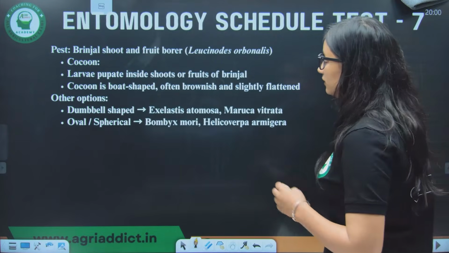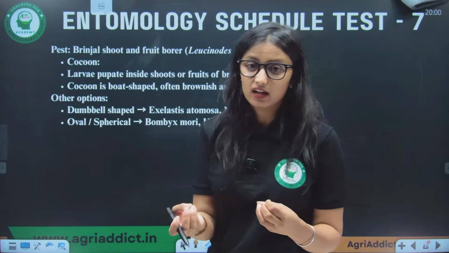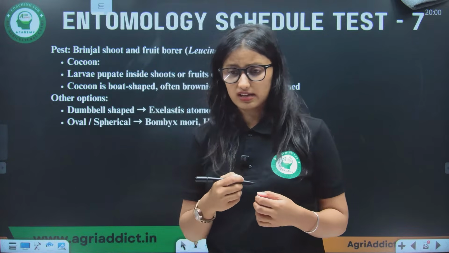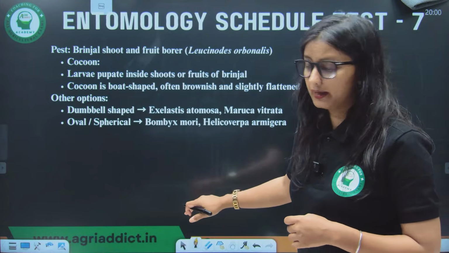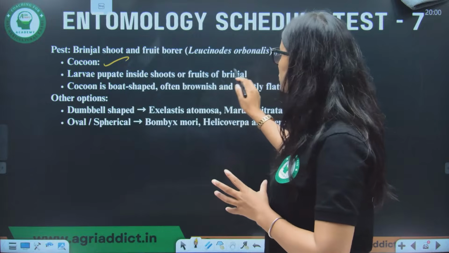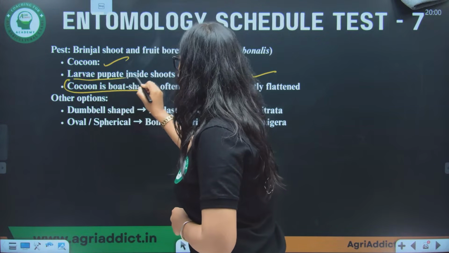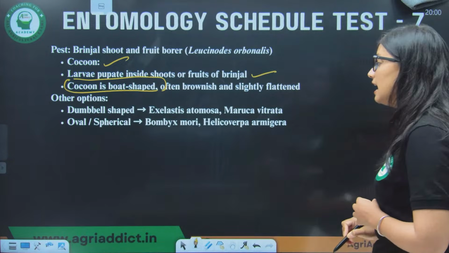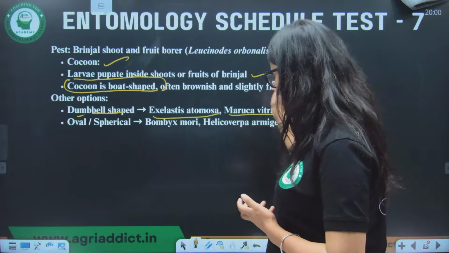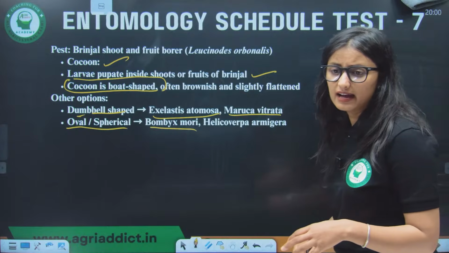So you should learn now. You have to learn all the typical characters of the insect, typical symptoms of the insect, what they are doing, because questions are direct here. So brinjal shoot borer: the larva pupates inside the shoot or fruit of the brinjal. Cocoon is which shape? Boat shaped. And there are also dumbbell shaped cocoons present in other insects. Oval shape is also there, like Bombyx mori, Helicoverpa.